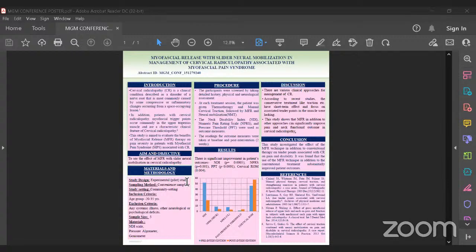At each treatment session, conventional therapy of 10 minutes and manual self-stretching tests were given along with myofascial release and neural mobilization technique. The neck disability index, numerical pain rating scale, and pain pressure threshold were used as outcome measures. The readings were taken at baseline and post-intervention after 2 weeks. As you can see in the graph, we found a significant difference in the NDI and NPRS after the treatment of 2 weeks.